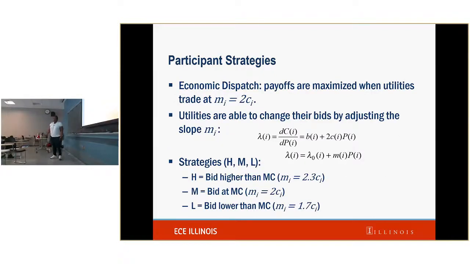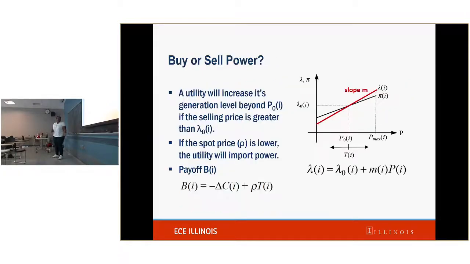And so how does this buying and selling translate into participant strategies or utility strategies? If we do straightforward economic dispatch, then you could just find that the payoffs are maximized when utilities trade at 2c_i, and that m is just the slope of the marginal cost curve.